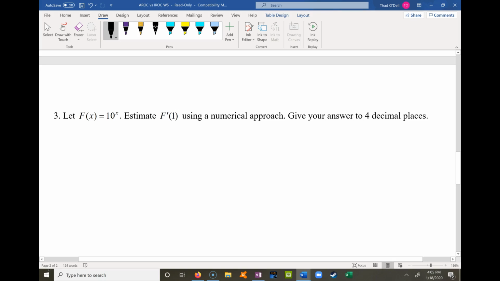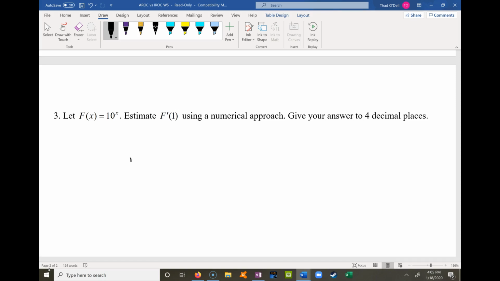Okay, I'll camp here for a little bit, but it says let f of x equal 10 to the x. Now we're supposed to estimate f prime of 1. So again, they're asking you to estimate it, give your answer to 4 decimal places. So the numerical approach just means I'm going to try smaller and smaller intervals.